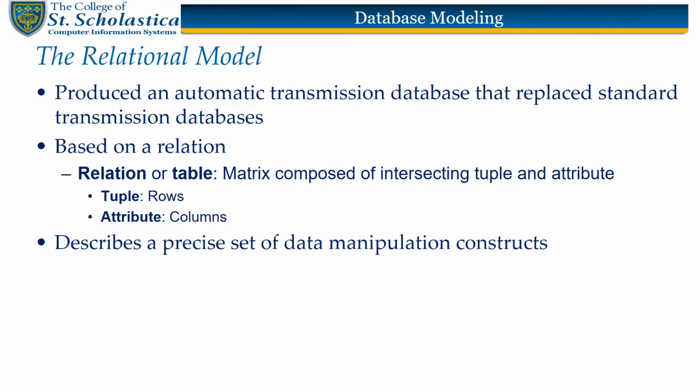Each relation or table is conceptually represented as a two-dimensional structure of intersecting rows and columns. The relations are related to each other through the sharing of common entity characteristics or values in columns. Each row in a relation is called a tuple. Each column represents an attribute. The relational model also describes a precise set of data manipulation constructs based on advanced mathematical concepts.